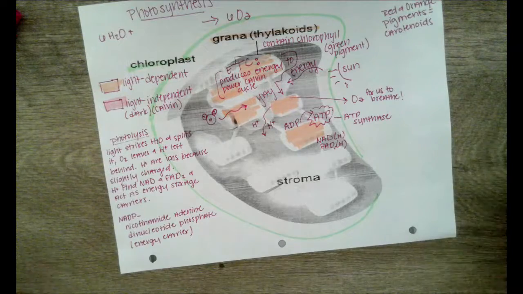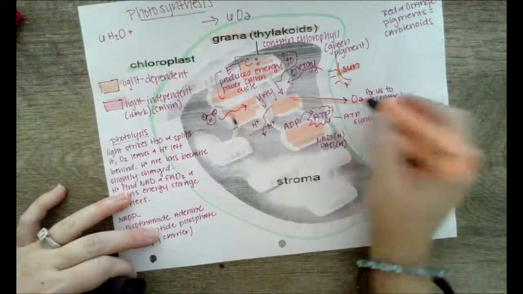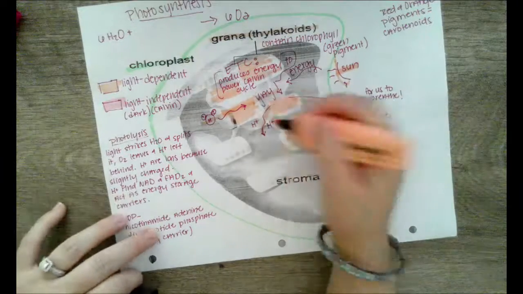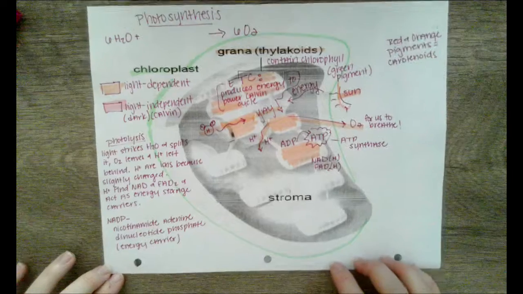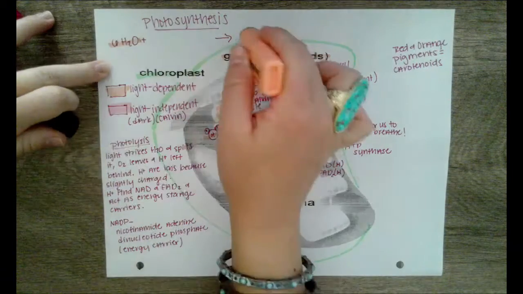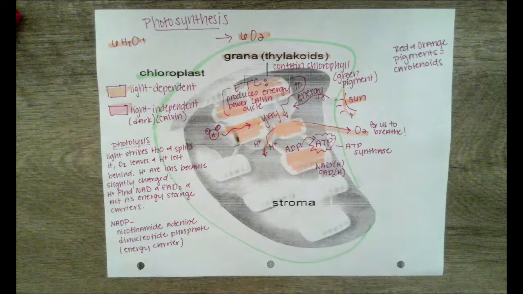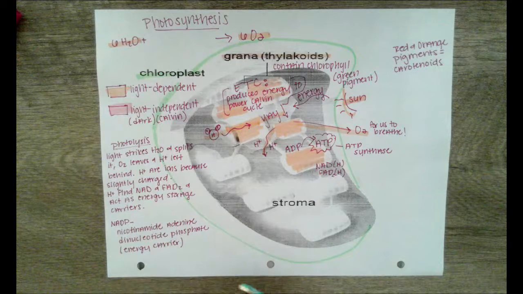Okay, so all of this is part of the light cycle. Now, light dependent means that it depends on sunlight to function. If there is no sunlight, this part of the cycle won't be happening. The dark cycle, though, can proceed in the absence of sunlight.